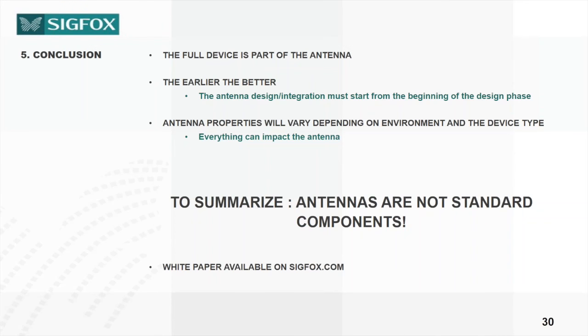The third point is that antenna properties will vary depending on the environment and the device itself. And again, basically everything can impact the antenna. And to summarize, antennas are not standard components. You really need to differentiate, for instance, a resistor and an antenna. This is obvious, of course, but really antennas are different, not standard components.